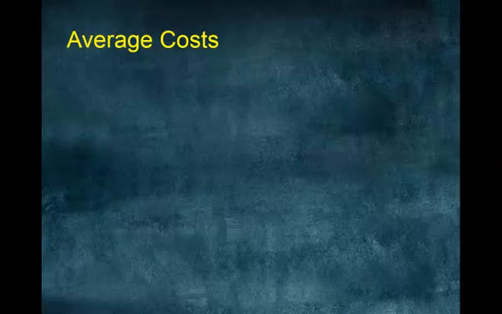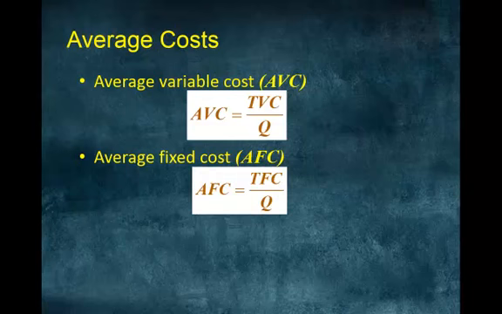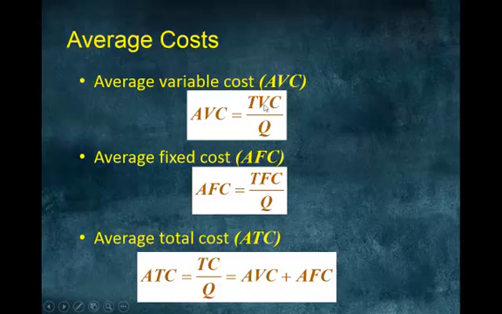Now let's see the average cost. Whenever we divide total variable cost by the quantity, we get the average variable cost. It's very easy to remember: whenever we need to find an average, we need to divide by the quantity. That means average variable cost equals total variable cost divided by quantity.